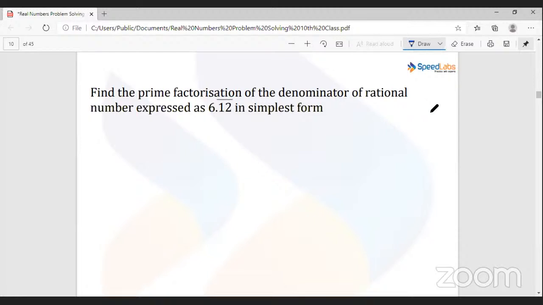Who got the answer? Yes. So what is the question asked, Kuldeep? Ma'am, we have to find the prime factorization of the denominator of the rational number expressed as 6.1. Okay. So what is the prime factorization of the denominator in your answer?